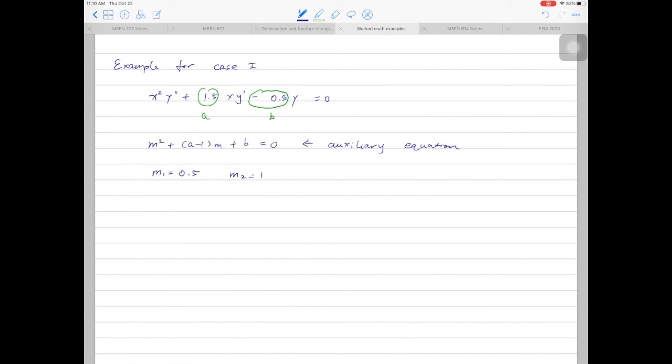Sorry, I have a mistake in my written note here. m2 should be minus 1 instead of 1. The general solution thus is c1 times x to the power of 0.5 plus c2 x to the power of minus 1. In the next video, we'll come back to the second-order differential equations that describe oscillation, looking at the forced damped system.